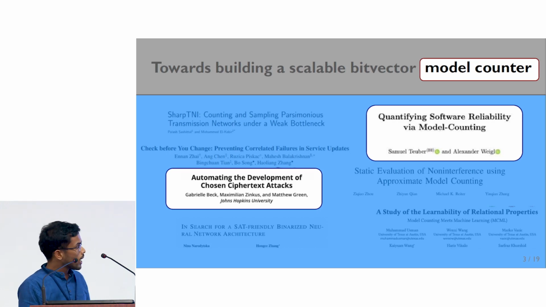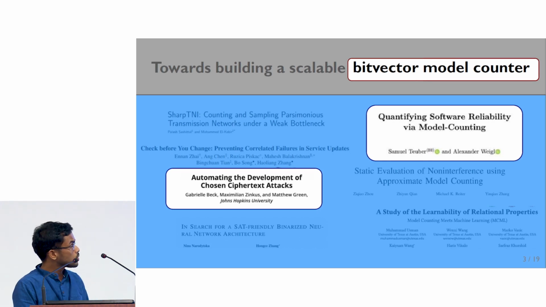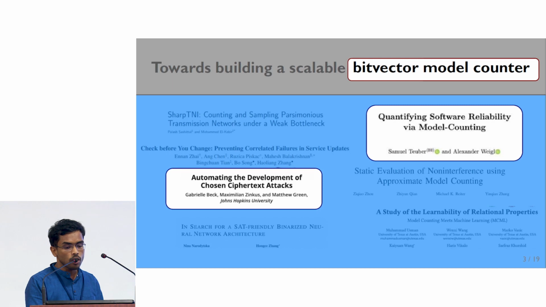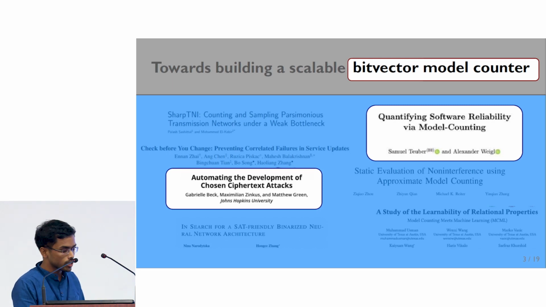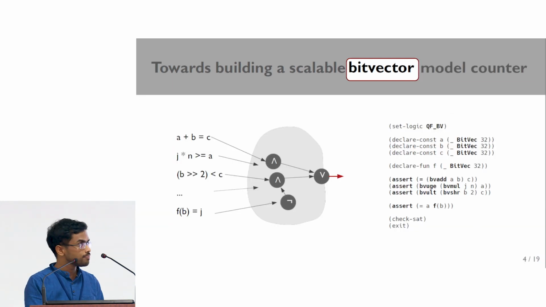In these two and some more of these applications, the problems come from an SMT theory called bit vectors. So the problem we are focusing on today is bit vector model counting. So what is a bit vector? A bit vector is essentially a vector of bits. In the theory of bit vectors, you can do all kinds of operations on them: add them, multiply them, subtract them, rotate them, and so on.